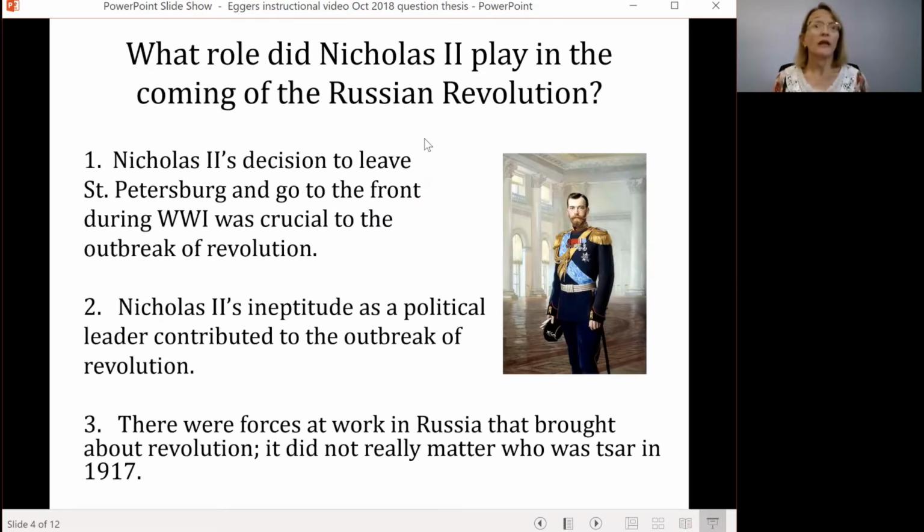And here are some possible answers that you might come across as you are doing your research. Some of them are focusing more on decisions that he made. Some of them are focusing more on his personality. This last point, some historians will argue it didn't really matter who the last Russian Tsar was or who the Tsar was at the time, that there were forces at work that were going to make this revolution or these revolutions happen in 1917. So there are different ways to answer that question.